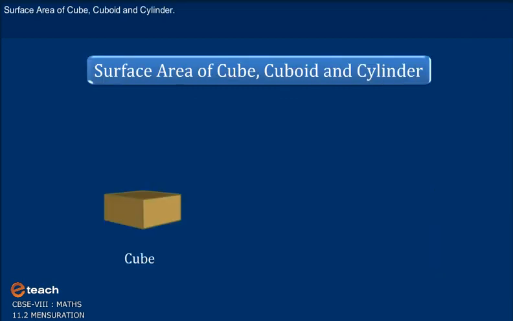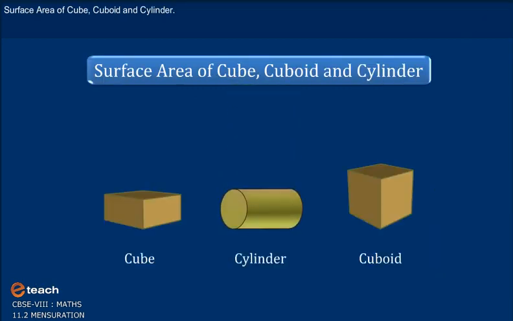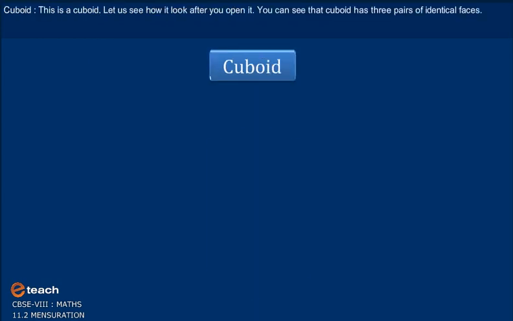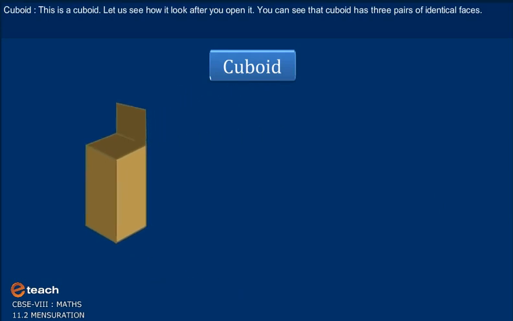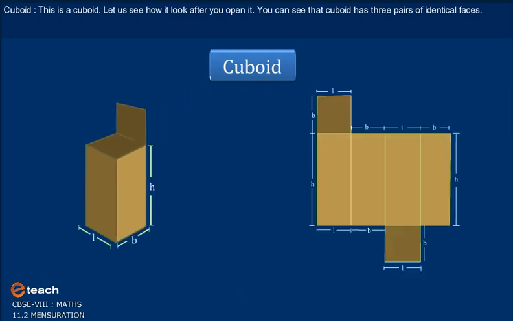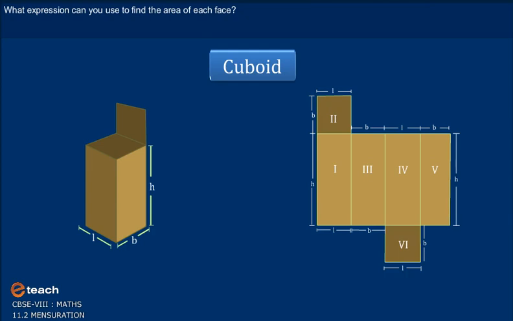Surface area of cube, cuboid and cylinder. Cuboid. This is a cuboid. Let us see how it looks after you open it. You can see that a cuboid has three pairs of identical faces. What expression can you use to find the area of each face?